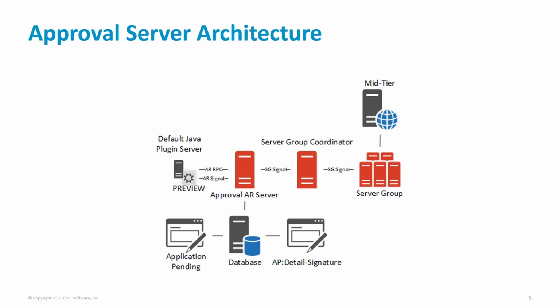This is a brief diagram of the architecture of how approvals might work. Those of you that are familiar with the standard Remedy Helix architecture with the presentation, application, and database layers, this should seem pretty familiar to you. The only thing that you're going to see that's added to this is the plugin server, where the preview plugin runs, and the server group coordinator. So this is just to give you a high-level view. Due to time, we're not going to go into it in too much detail, but this helps visualize some of the architecture that you might see.